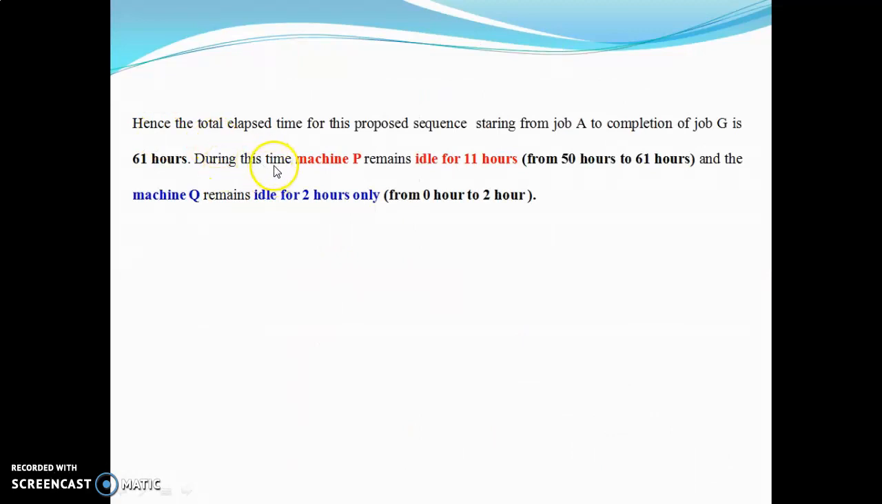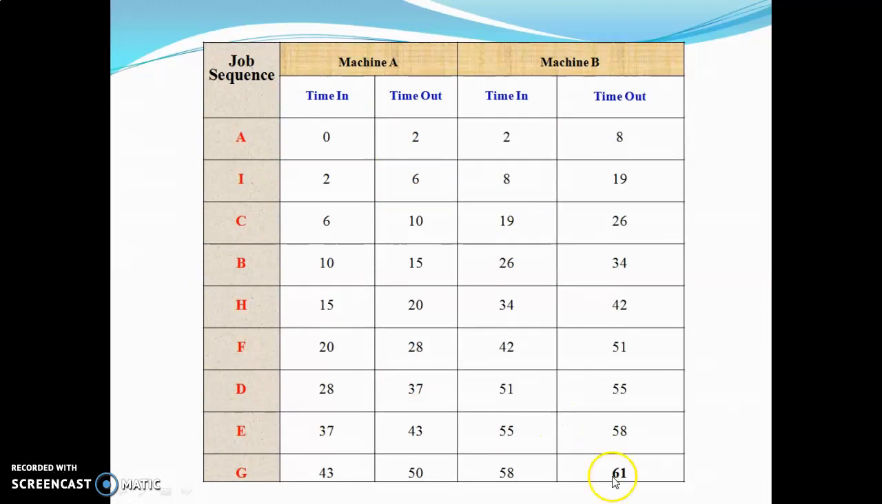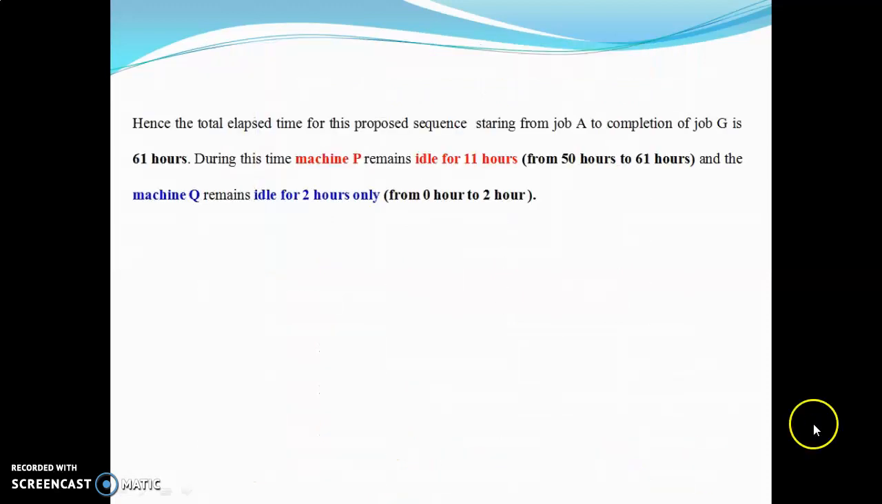So during this time machine P remains idle for 11 hours. How does 11 hours come here? 61 minus 50, from the first machine to the last. So 50 to 61 is the idle time for machine P. And similarly machine Q remains idle for only 2 hours, from 0 to 2. There is no other idle time.